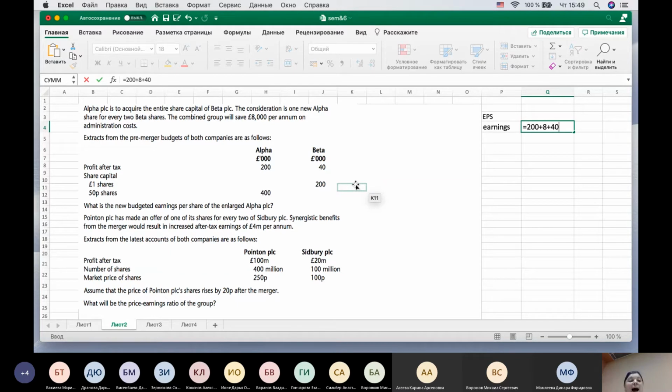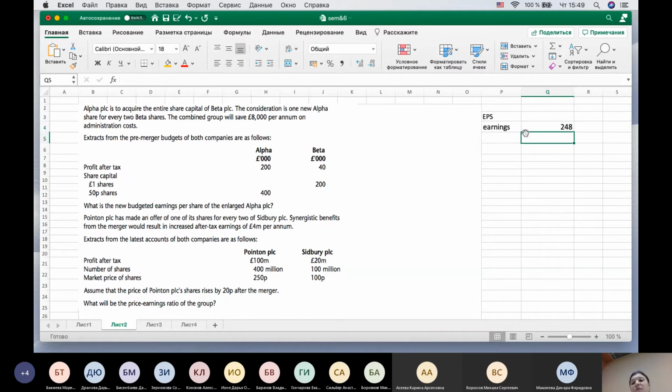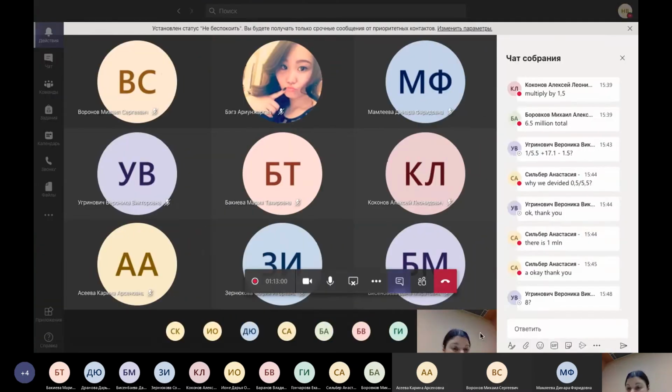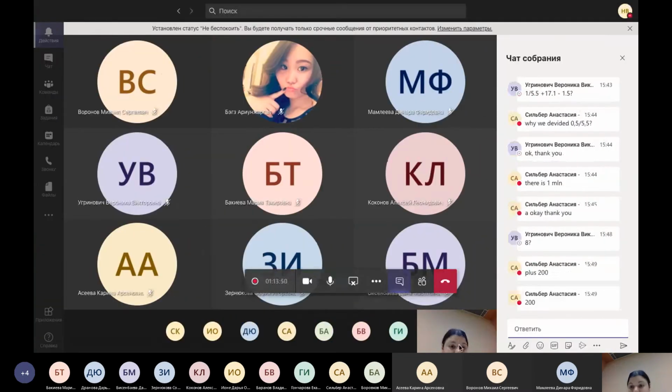Before the deal and after the deal, we are comparing these results. After the deal, our combined company will save £8,000 per annum on administration costs. And so certainly it will be the sum of profits of the two companies plus the economy in administration costs. And it will be 248. Good. Thanks a lot, Nesta.